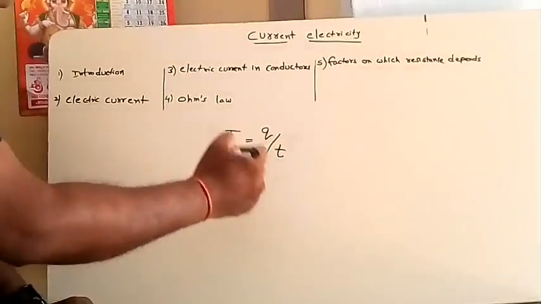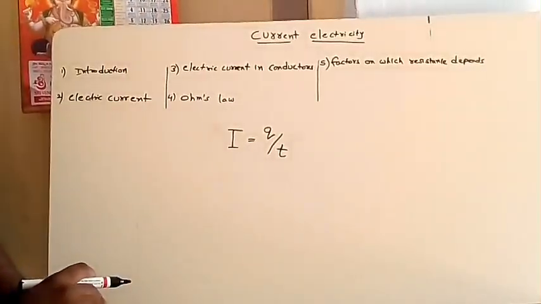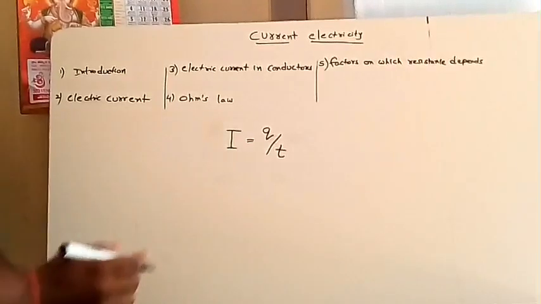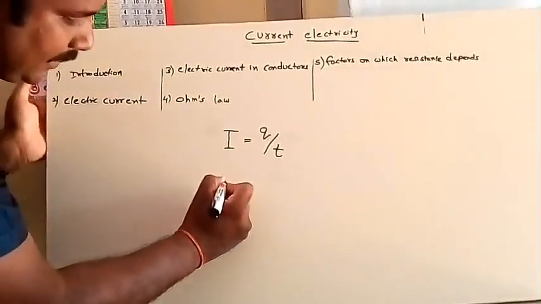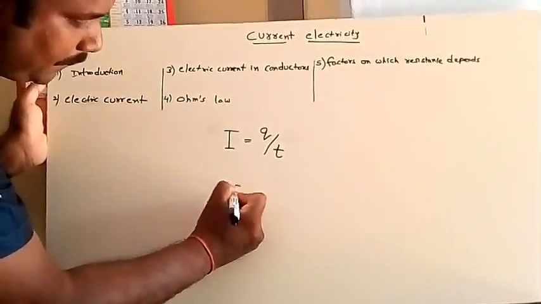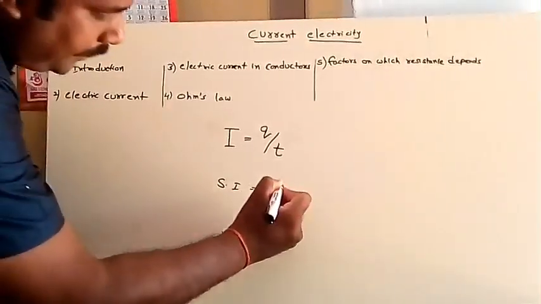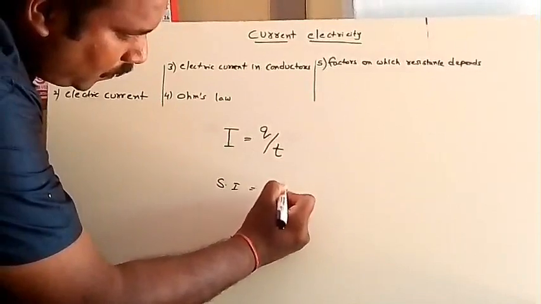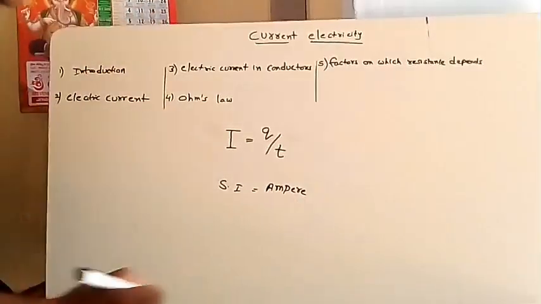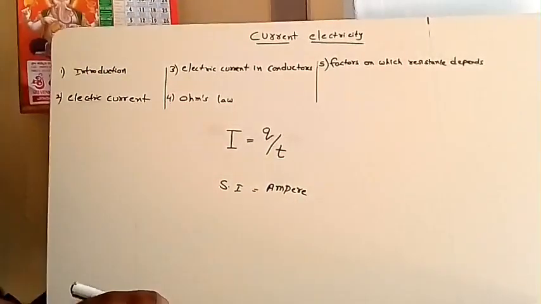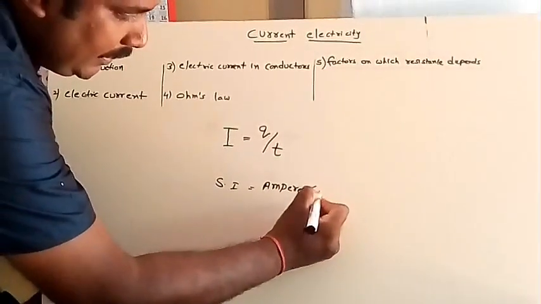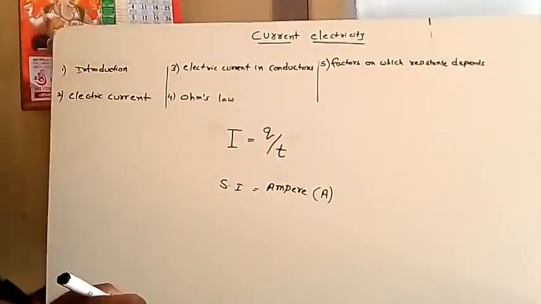Now, I is equal to Q by T. Now, what is the SI unit? Its SI unit is ampere, or simply its symbol is A.